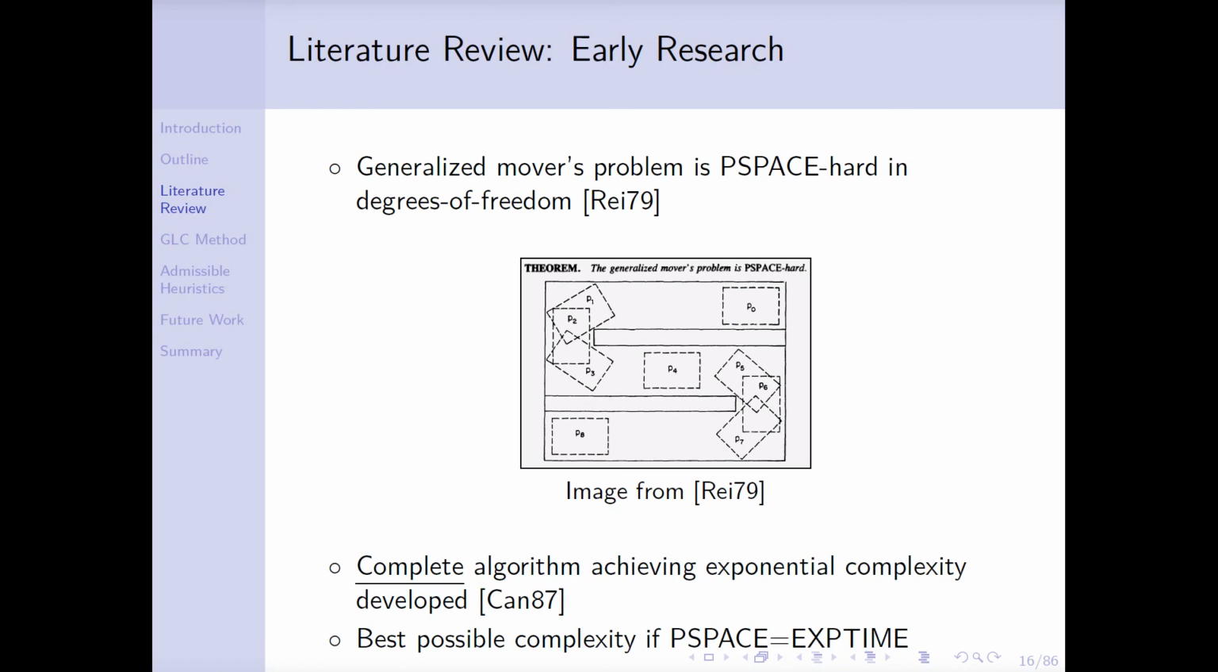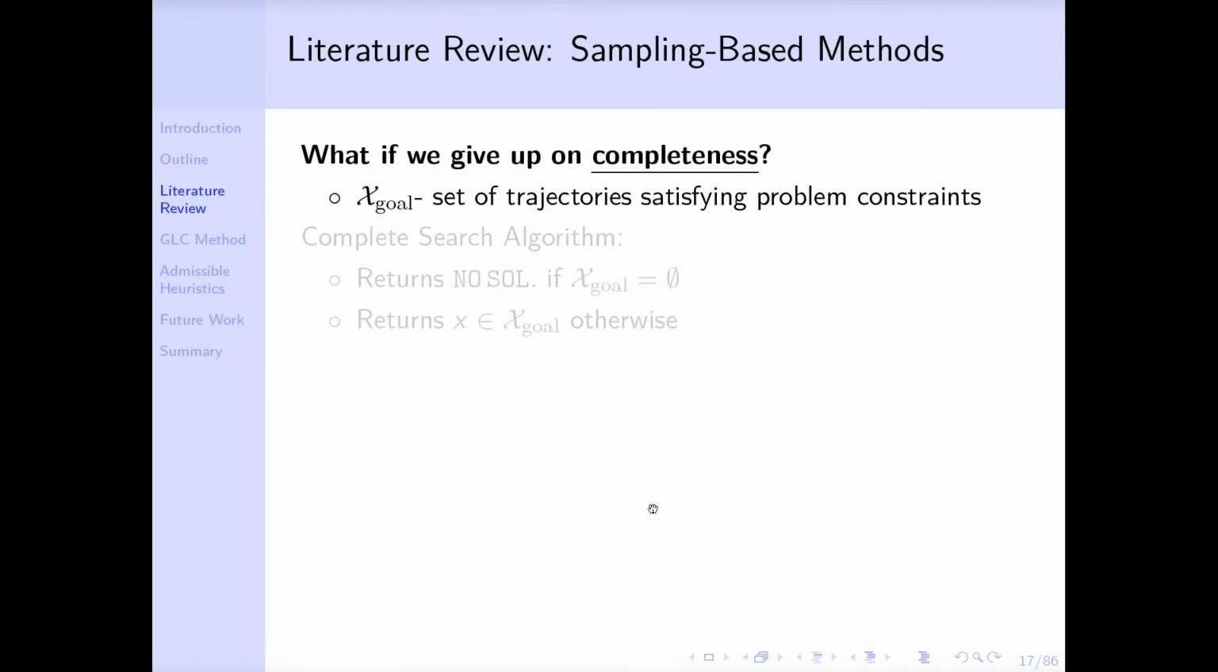Some years later, a complete algorithm was developed which achieved exponential complexity, and this is basically the best we can hope for in terms of a complete motion planning algorithm. But there's still a need for practical real-time motion planning algorithms that can be used on complex systems. This motivates coming up with relaxations of completeness. In this context, we'll say an algorithm is complete if it determines in finite time whether or not a feasible solution exists, and if there is one, it will give us one example of a feasible solution.